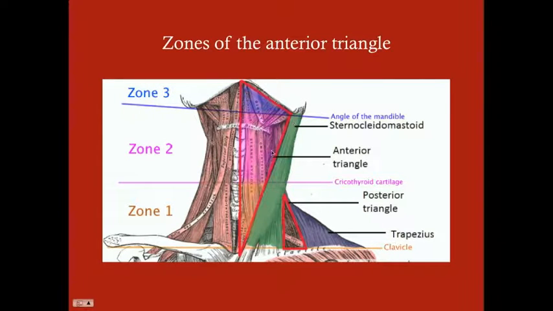Okay. So everything between that line and the cricothyroid cartilage line is zone 2. Above the angle of the mandible, zone 3. Below the cricothyroid cartilage, zone 1.